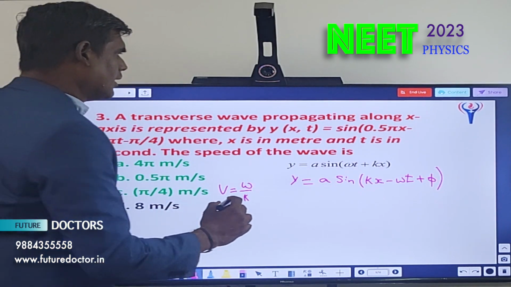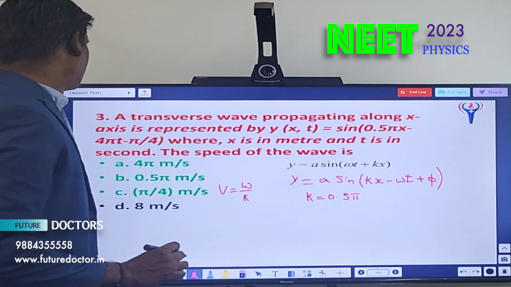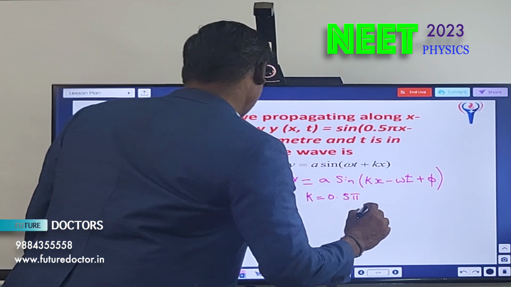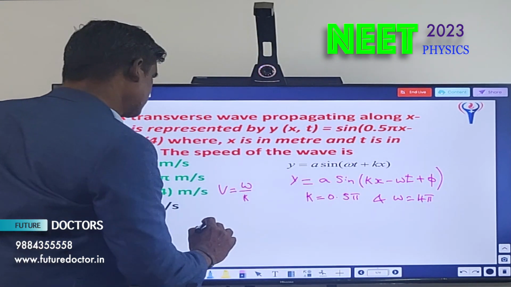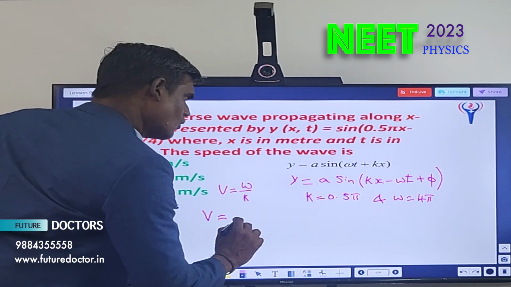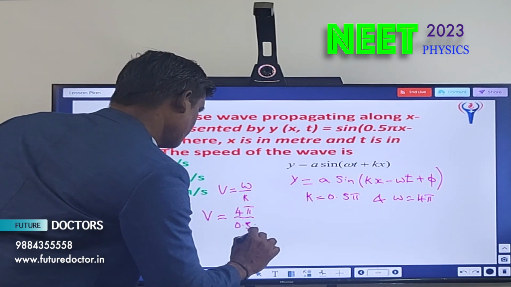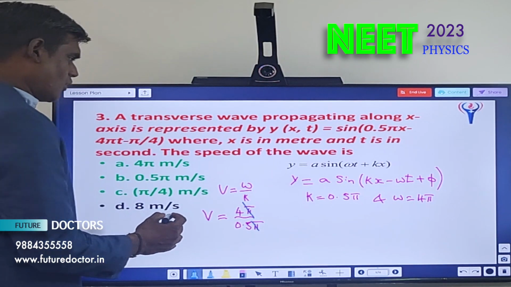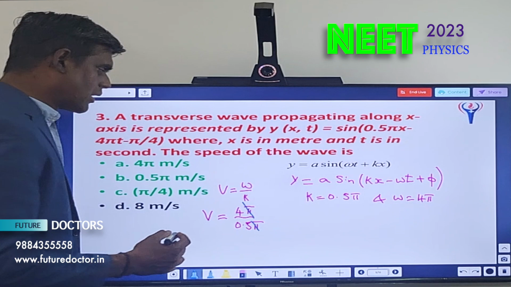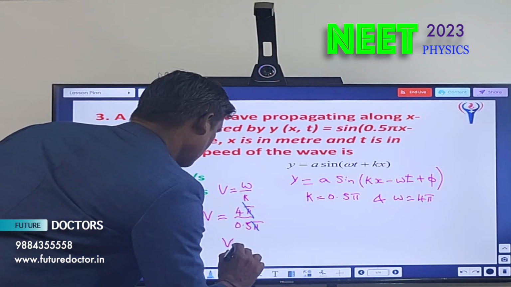What is the value of k? k equal to 0.5 pi, and omega is 4 pi. Substitute this here. V equal to omega, 4 pi by 0.5 pi. Then pi getting cancelled. 4 by 0.5 is 8. So equal to 8 meter per second.